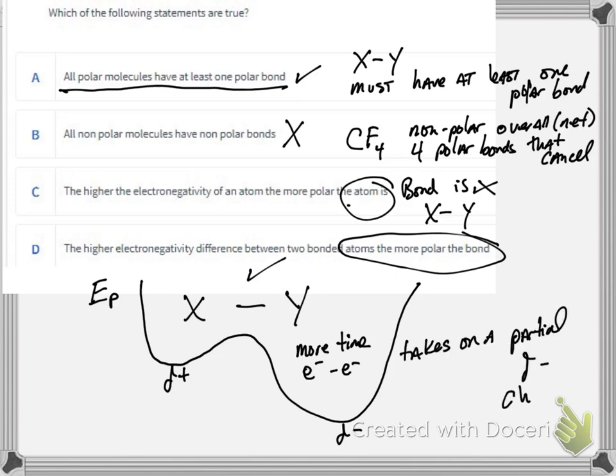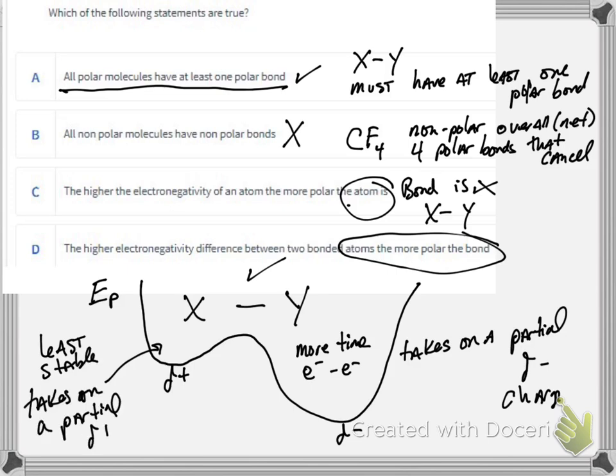So any atom that has a higher electronegativity takes on a partial negative charge. The least stable takes on partial positive charges, right? So that's the origin of how the partial charges are assigned. Whichever atom is the most stable will have the partial negative charge on it. All right, that gives you that. So that gives us A and D as correct answers.